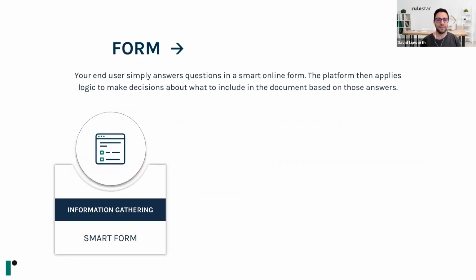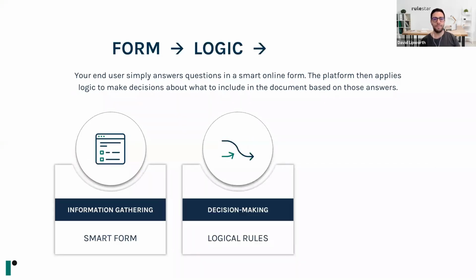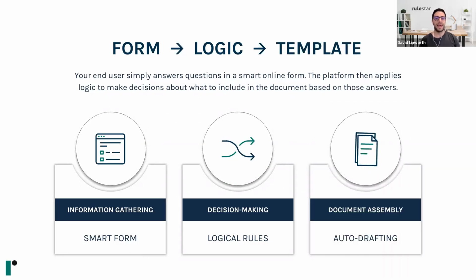Keep in mind the three elements of the system. So first, you have to gather the relevant information by building a smart online form. Then you need to use logic to map the answers from that smart online form to the drafting decisions, and then manipulate the content in your template using that logic.